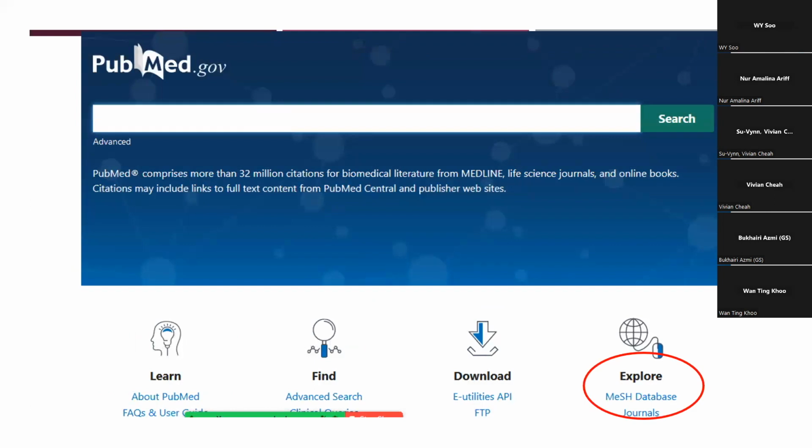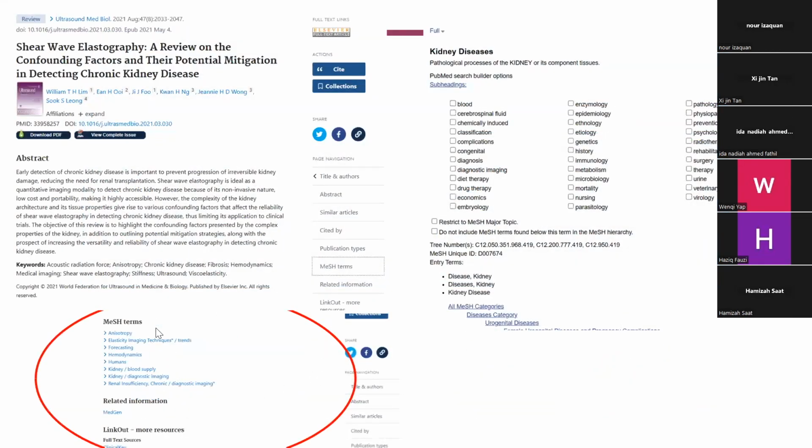From the PubMed database, you can see the MeSH database over here. That is where we get the medical subject heading. So this is how it looks like. For example, this is a paper that we got from PubMed. Usually they have the abstract, and from the abstract you can see the keywords. So this is also one of the ideas of how to get keywords for your synonyms. And then this is the MeSH, so you see the MeSH terms here.